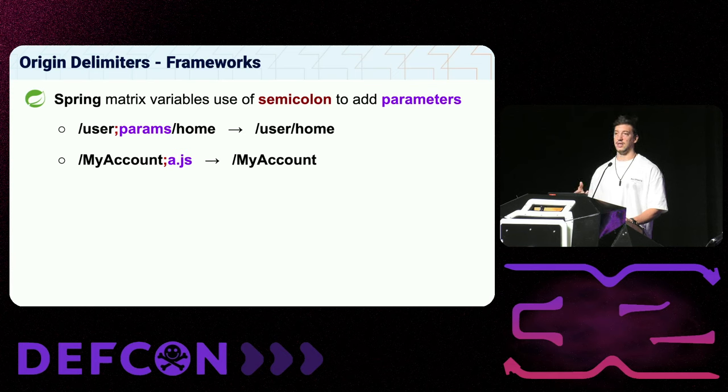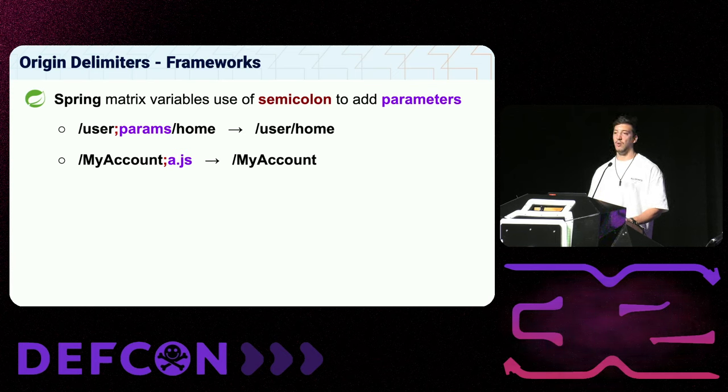And the thing is that if we send something like myaccount;a.js, anyone using Java, probably most of the Java in the world, is going to consider this as myaccount. This includes Google or big companies that are using Java, because this is how Spring works. And so we can use this for the attack.